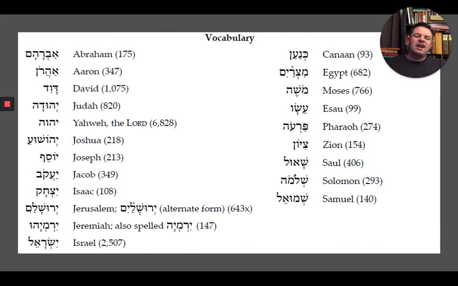Just read those names over and over again, and practice reading the Hebrew. I hope that this helps.